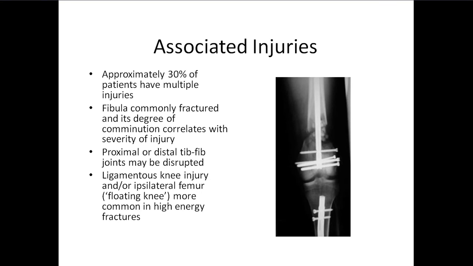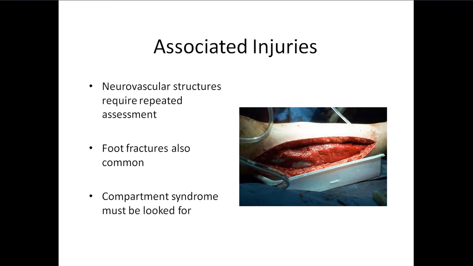And what do you mean by floating knee? Floating knee is where there is a fracture of the distal femur and proximal tibia both in the same limb. It is called a floating knee, which is more common in high energy fractures. Associated injuries: the neurovascular structures require repeated assessment, and foot fractures are also common. In a tibia fracture, you need to check the neurovascular status, and a foot fracture may also be there. Unknowingly you may miss it without taking X-rays.